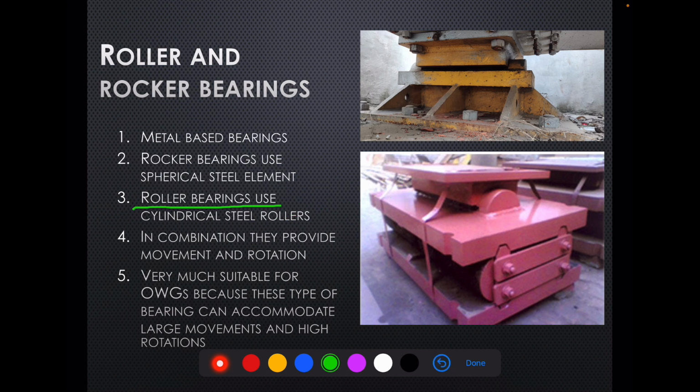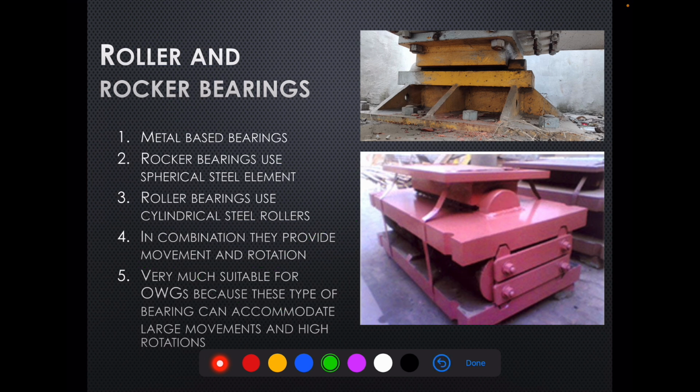And roller bearings use cylindrical steel rollers. Here is one cylindrical steel roller. In combination, they provide movement and rotation. Rollers provide movement, and this rocking arrangement provides rotation. So this movement is provided by rollers, and this rotation is provided by the rocker.